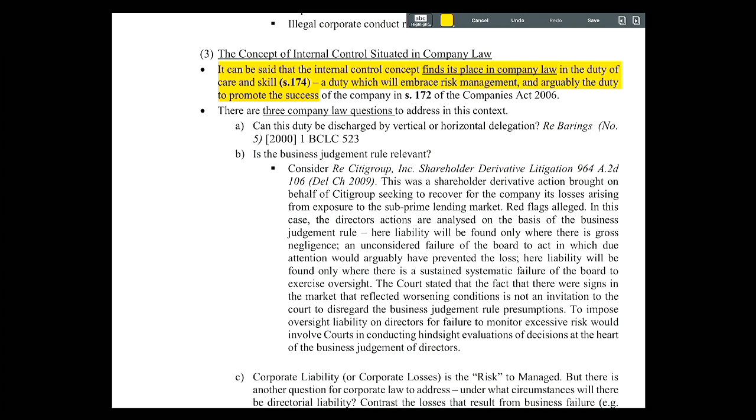So that's the internal control doctrine. That's how I see it in company law, right? 174, 172. But we start with 174, obviously. It's only if it gets really egregious, we move to 172.